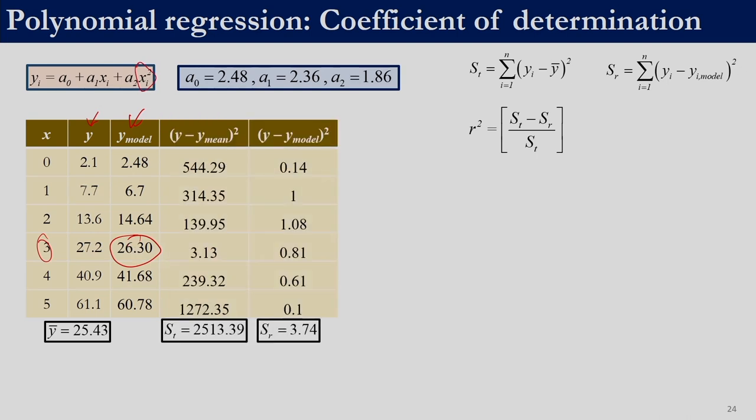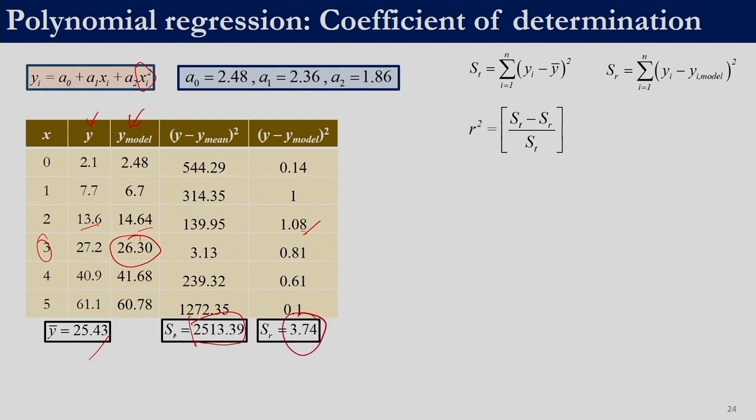And then we know the mean of y can be calculated, which is 25.43. So this term, y minus y mean, the whole square, can be calculated. That works out to be 2513.39. Similarly, y minus y model. So, for example, 13.6 minus 14.64, the whole square would be 1.08, and the summation would be 3.74.